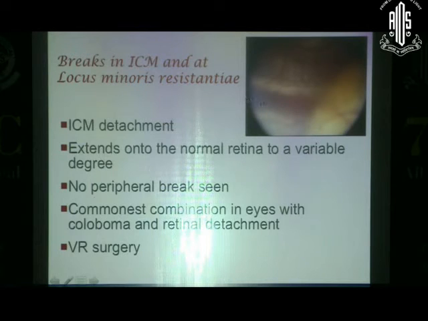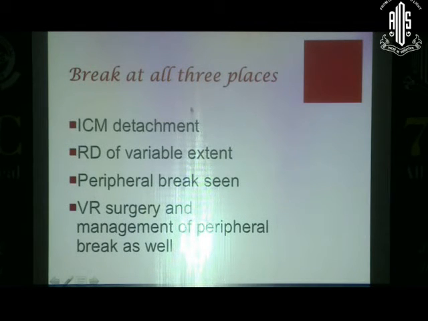What about breaks in the intercalary membrane and the locus minoris resistentiae, but no break in the peripheral retina? This is perhaps the commonest way that retinal detachment occurs in a colobomatous eye, where you do not find a peripheral retinal break because the vitreous is still attached, at least in most of the situations. And you find here, for example, the ICM detachment is here beyond the coloboma, and this is a clinical retinal detachment. They are continuous. And there will be a break somewhere in the ICM. In this case, you can see it here. And the ICM is detached to a variable degree. No peripheral break is seen. This is the commonest combination you see. So when you find the break is at all the three places, it's similar to the last component I discussed.